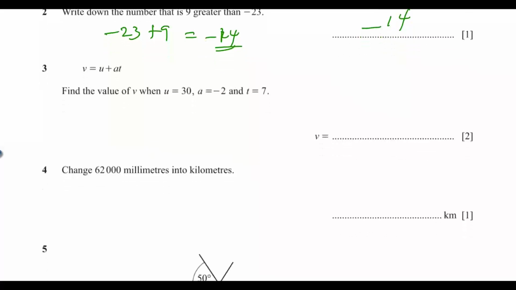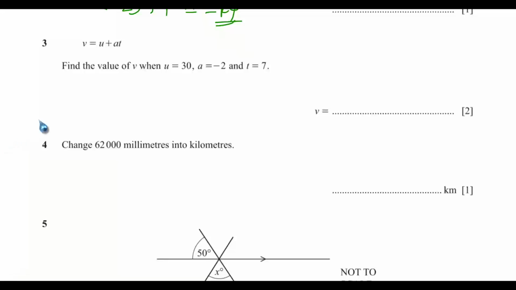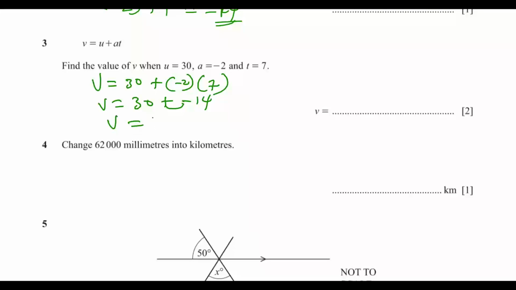Then number 3, v equals to u plus at. Find the value of v when u equals to 30, a equals to negative 2, and t is equals to 7. So here we have v to be equals to 30 plus open bracket minus 2 into 7. So v will be equals to 30. If you expand this, we're going to have negative 14. So this and this combine together to become negative. We have v to be equals to 30 subtract 14, and v will be equals to 16.